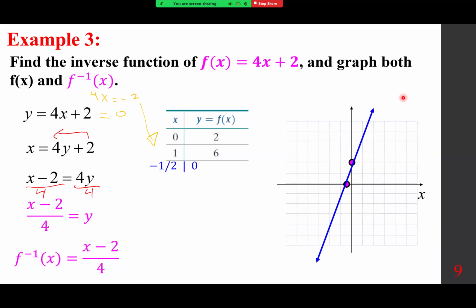We've graphed f of x. We want to graph f inverse, and all you have to do is come up with the pairs. Even if you don't want to work them out, 0, 2 becomes 2, 0. I hope you notice that this is y. Or you can write here, if you let x be 2, y becomes 0. So this will go to 2, 0. This will go to 6, 1, and this will go to 0, negative 1 half. I hope you can see that. And again, you can work it out.